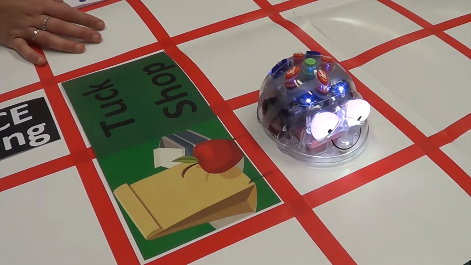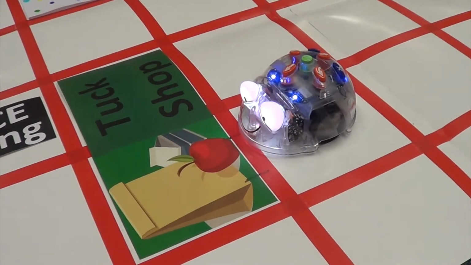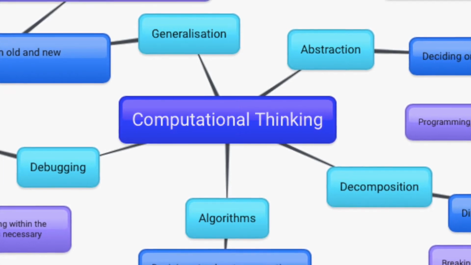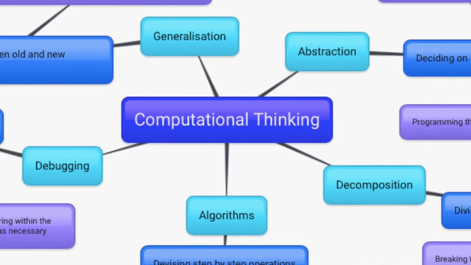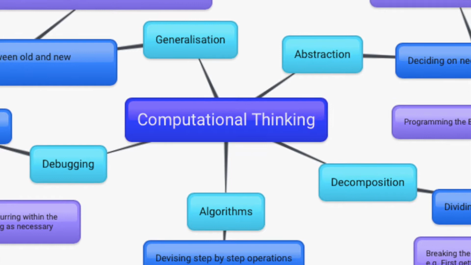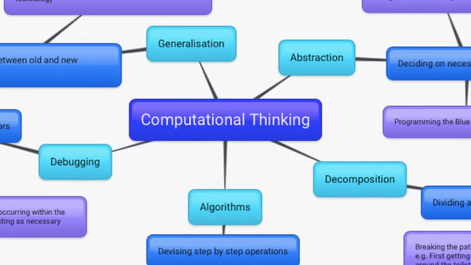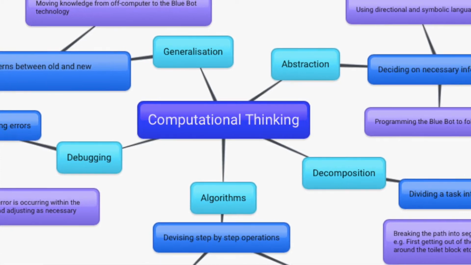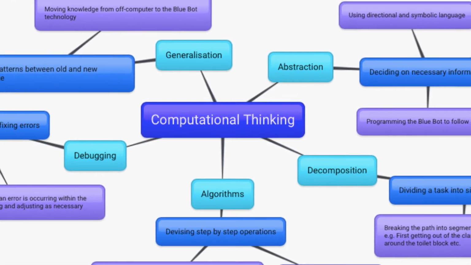Students reflect on their learning using De Bono's 6 thinking hats. Overall, this sequence develops computational thinking and coding through designed learning experiences. Students have the opportunity to explore all 5 elements of computational thinking: abstraction, generalization, algorithms, decomposition, and debugging.